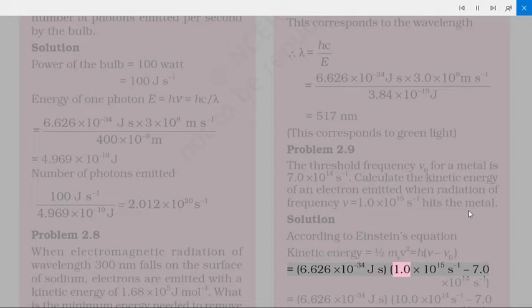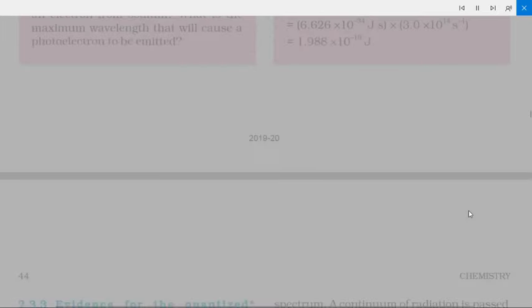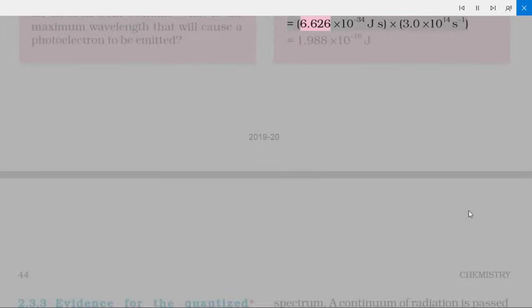equals 6.626 × 10⁻³⁴ J s times (1.0 × 10¹⁵ s⁻¹ − 7.0 × 10¹⁴ s⁻¹), equals 6.626 × 10⁻³⁴ J s times (10.0 × 10¹⁴ s⁻¹ − 7.0 × 10¹⁴ s⁻¹), equals 6.626 × 10⁻³⁴ J s times 3.0 × 10¹⁴ s⁻¹, equals 1.988 × 10⁻¹⁹ J.